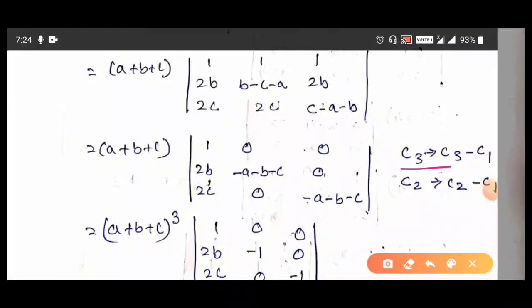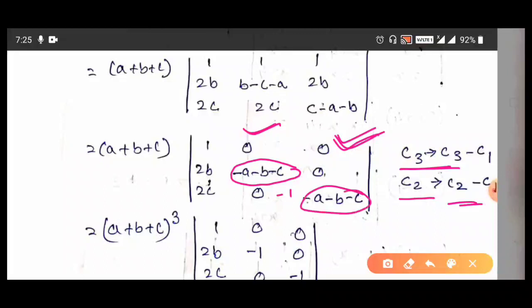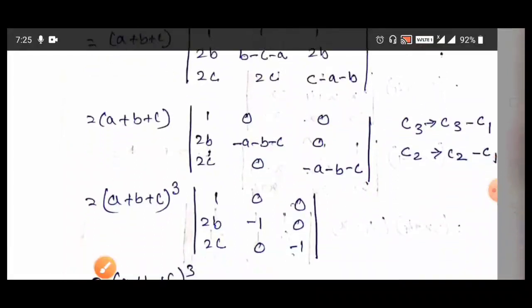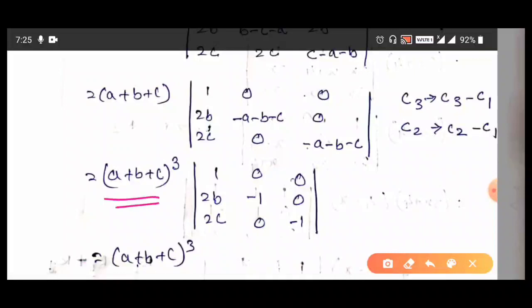Here we have replaced column 3 by column 3 minus column 1 and column 2 by column 2 minus column 1. See, after doing this step, in column 2 we have 0, minus a, minus b, minus c and 0. In column 3 also we have 0, 0, minus a, minus b, minus c. So from column 2 and column 3 we can take out a plus b plus c. If we take out a plus b plus c, then here it will be minus 1 and here it will be minus 1. So outside we will have (a plus b plus c) whole cube.